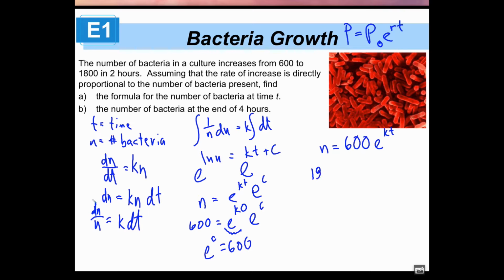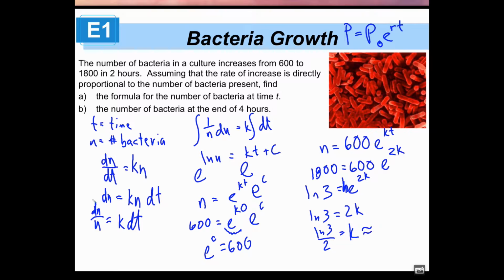So 1800 is equal to 600 e to the 2k. First step, divide by 600. So 3 is equal to e to the 2k. Next step, log. Natural log of both sides. ln of 3 is equal to ln, that's a natural log, it just looks like an h, but what's the natural log of e to the 2k? 2k. So natural log of 3 is equal to 2k. So k is equal to the natural log of 3 divided by 2.